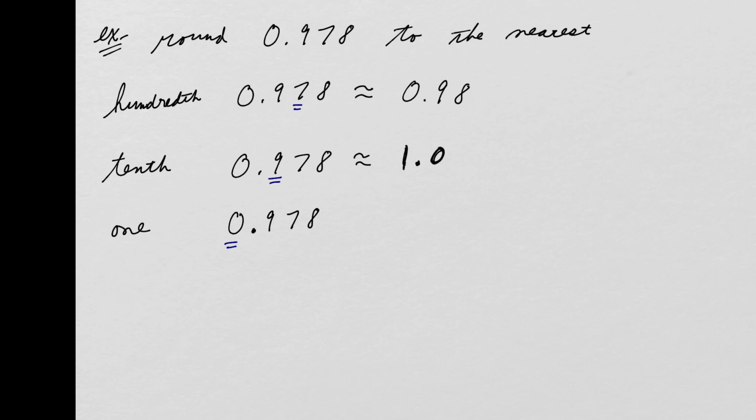So this would just be 1, and there would be no decimal point or anything like that. It's just 1, right? So that would be to the nearest ones position.